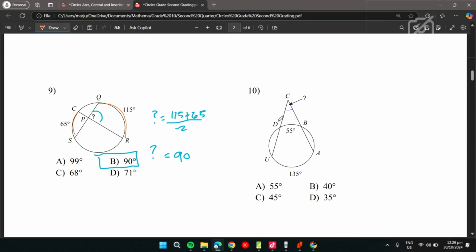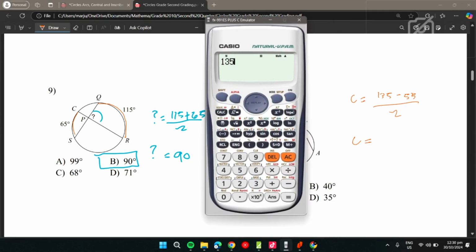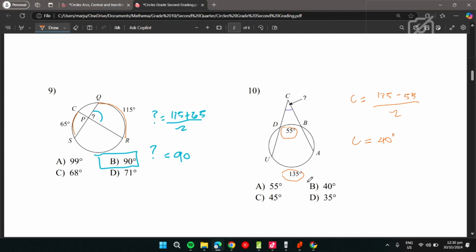And then number 10, let's do number 10. Again, number 10 is far arc minus near arc divided by 2. So C is equal to far arc 135 minus the near arc 55, over 2. So C is equal to 40 degrees. Where is the 40? Here. Letter B.